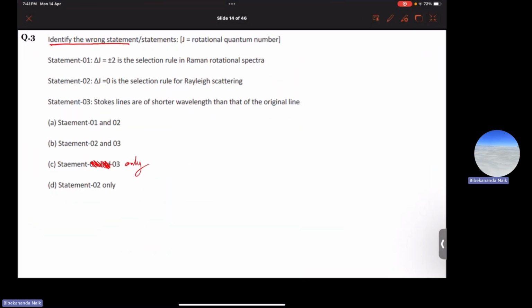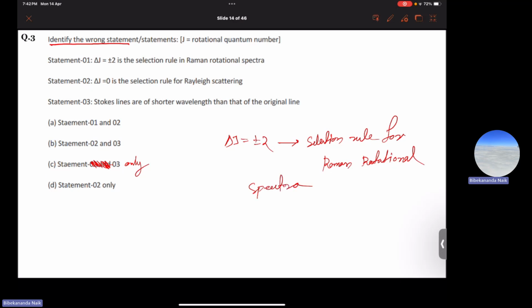So if we discuss, at the beginning of today's session we discussed the concepts of pure rotational spectra, Raman rotational spectra and Raman vibrational spectra, and there we discussed that delta J equals plus minus 2 is the selection rule for Raman rotational spectra. So statement 1 is correct.